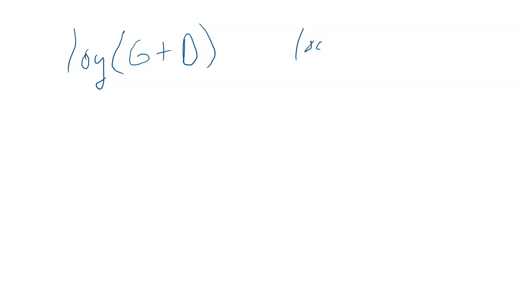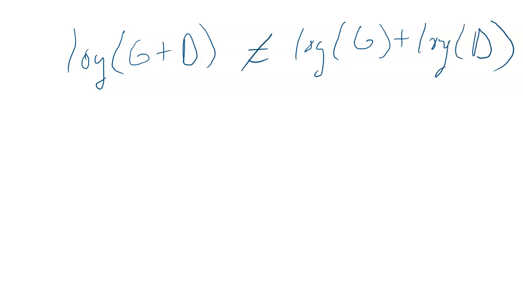Okay, this is a good one. So if I had log base 10 of g plus d, and they're asking, is this the same as log base 10 of g plus log base 10 of d? This is not the rule. This has to be a product. And that's a really, really common mistake. But it's easy to show.